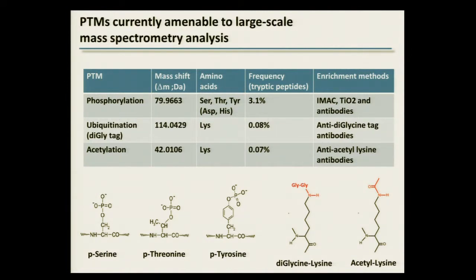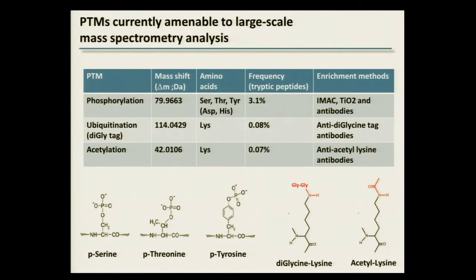The amino acids on which those modifications occur usually are for phosphorylation, serine, threonine, and tyrosine. Also, aspartic acid and histidine get modified, but those modifications mainly occur in prokaryotes. And usually, phosphoaspartic acid and phosphohistidine are really difficult to measure because most of the methods we use for mass spectrometry are done at acidic pH. And those modifications are really labile to acidic conditions. So usually we don't see those. For ubiquitination and acetylation, those modifications happen on lysine residues.